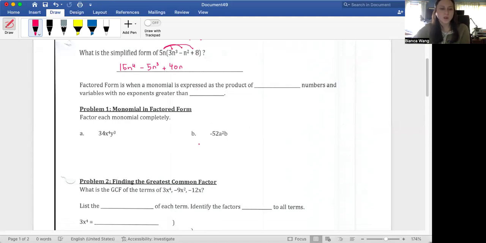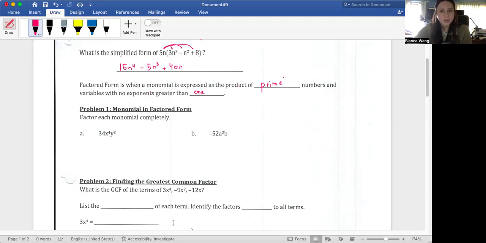Well, what we're going to focus on in the next few lessons is the factored form of our terms, monomials, polynomials, and so on. So we're going to start simple. Factored form is when a monomial is expressed as the product of prime numbers and variables with no exponents greater than 1.